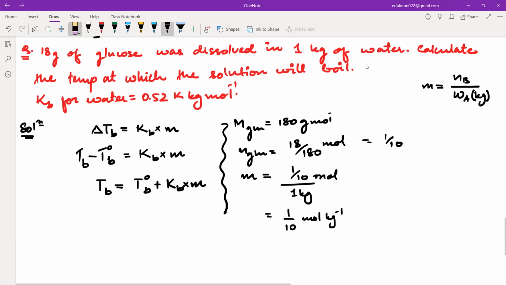Now who will tell me? Please send me in the chat what will be the value for T naught B. Raise your hand if you know T naught B. What is the value for T naught B? Okay, Aisha, Akshay, Hamza, Hiba, Kulsum, Mansi and Nida, you do not know.